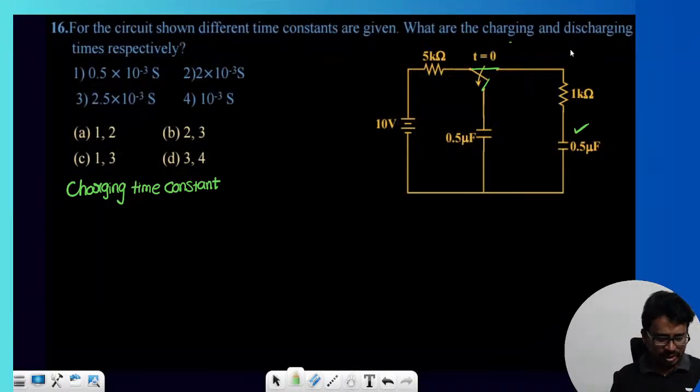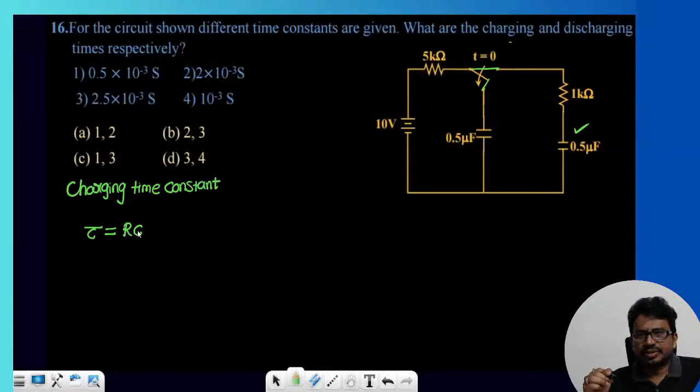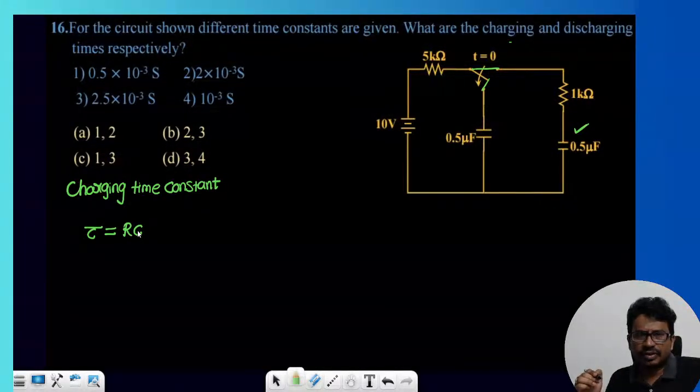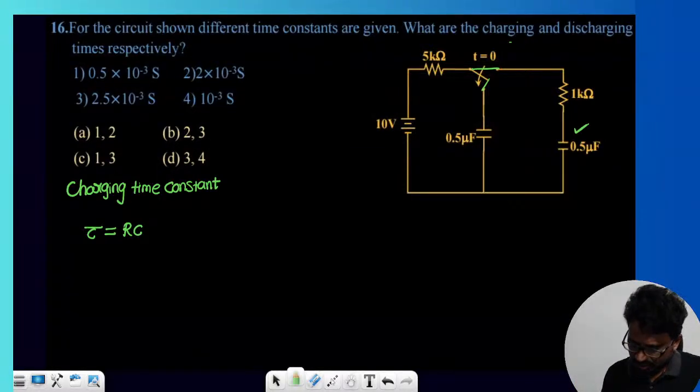Now you can tell me the charging time constant and discharging time constant. Tau is equal to R into C, that is R equivalent into C equivalent. The capacitor will start charging at t equal to 0, when the switch is closed and moved to this position.